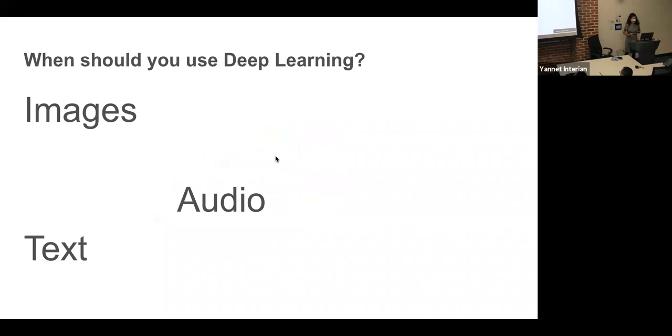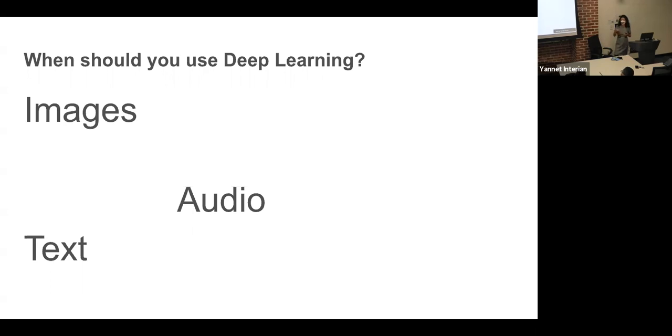So when do you use deep learning? We're going to talk more about this later. But in general, you want to use deep learning for images, for video, for text, for these data sets that are non-tabular, basically. There are some tabular data sets in which deep learning is going to work well as well, and I'm going to tell you about some of those too.